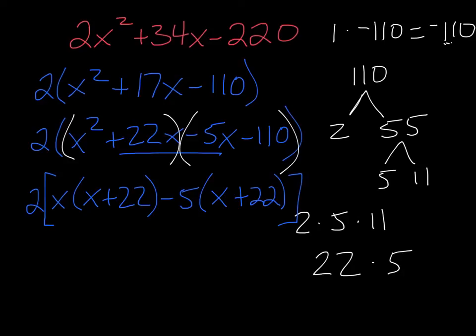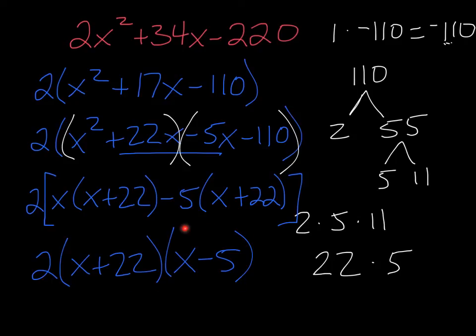Again, whenever you're dealing with negative signs, it's a good idea to check to make sure that your current step can be used to find the step above it. x times x is x squared. x times 22 is 22x. Negative 5 times x is negative 5x. Negative 5 times positive 22 is negative 110. So we're almost done here. We're going to not forget about our 2. We're going to take an x plus 22 out of both of the terms on the inside of the brackets, and we're left over with an x minus 5. Again, you can FOIL all this together, distribute everything, and we would end up getting the original polynomial.